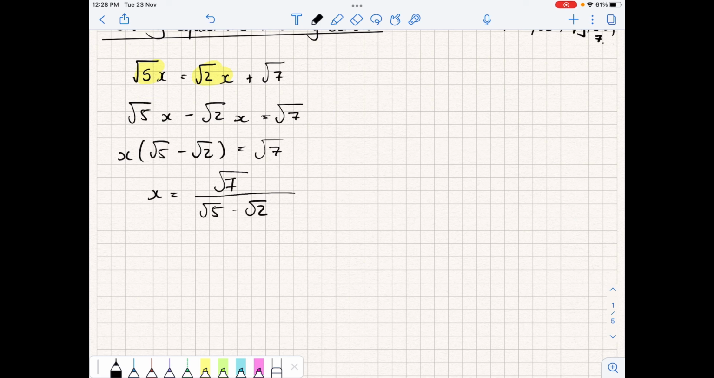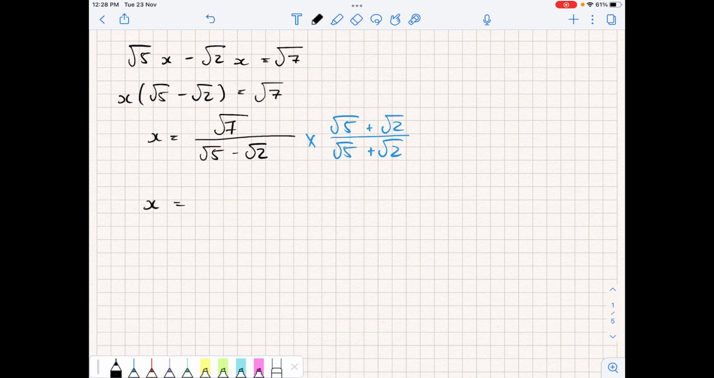Now, whenever we're solving an equation, we try to always give our answer with a rationalized denominator. So using what we've learned yesterday, to rationalize this denominator, we need to multiply it by its conjugate. So we'll multiply this by square root 5 plus square root 2 over square root 5 plus square root 2.